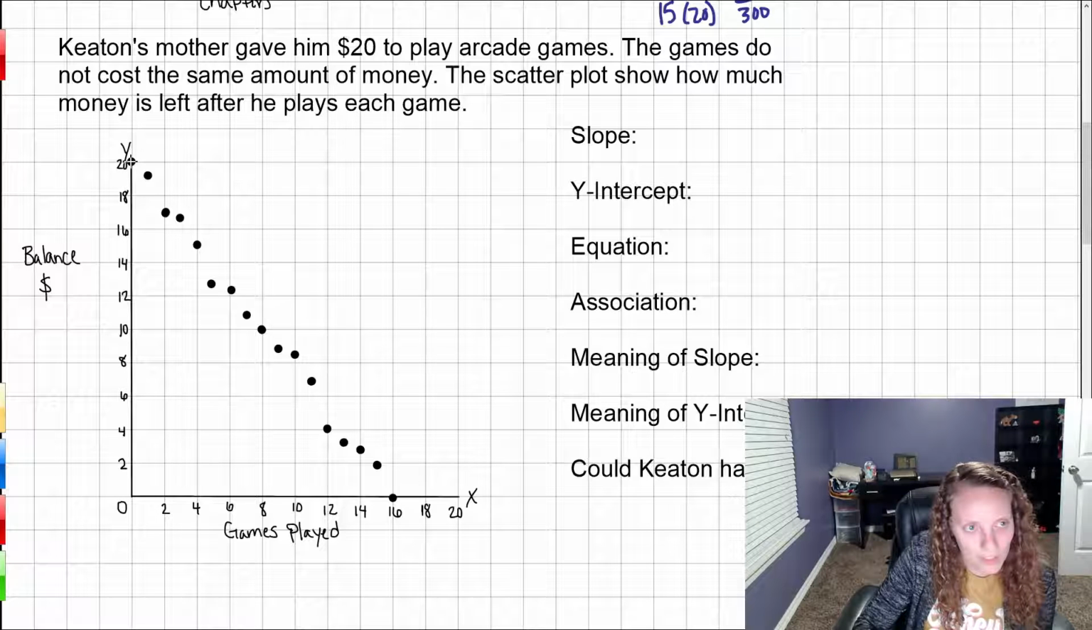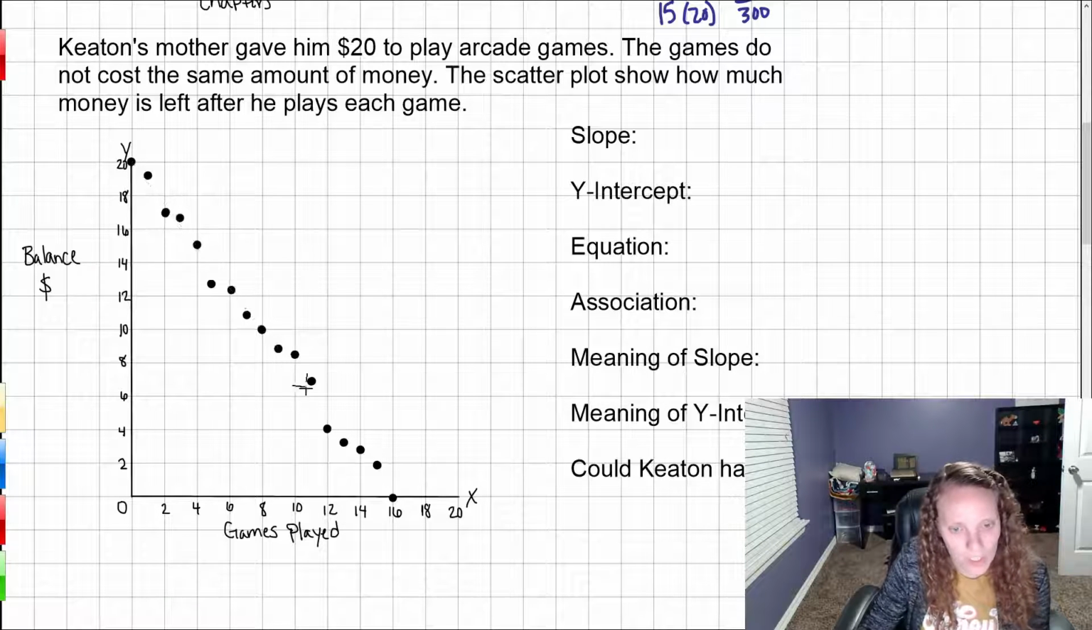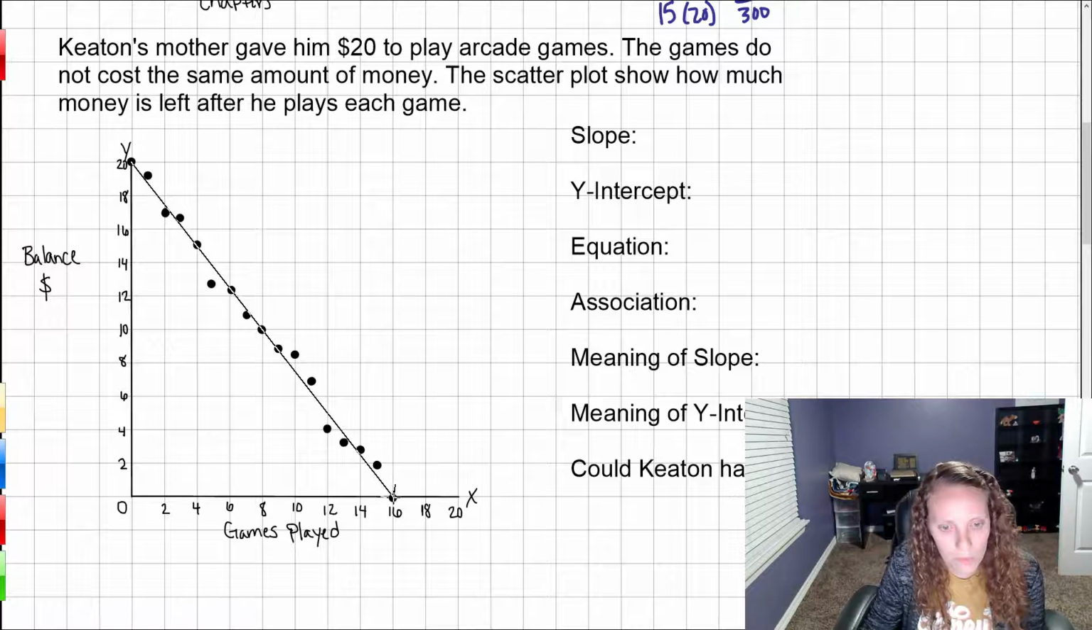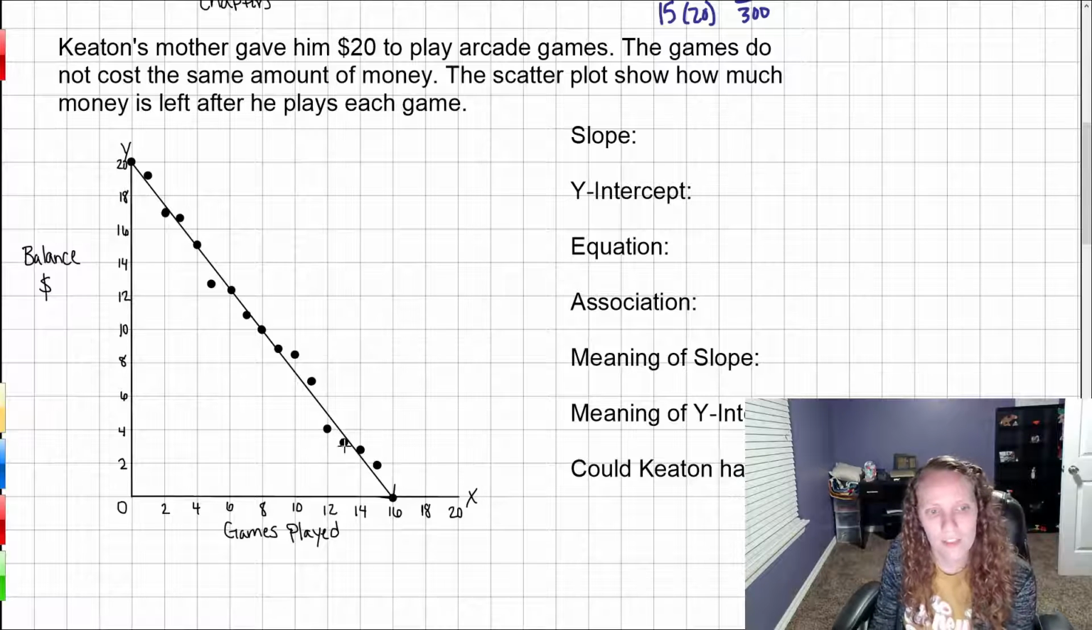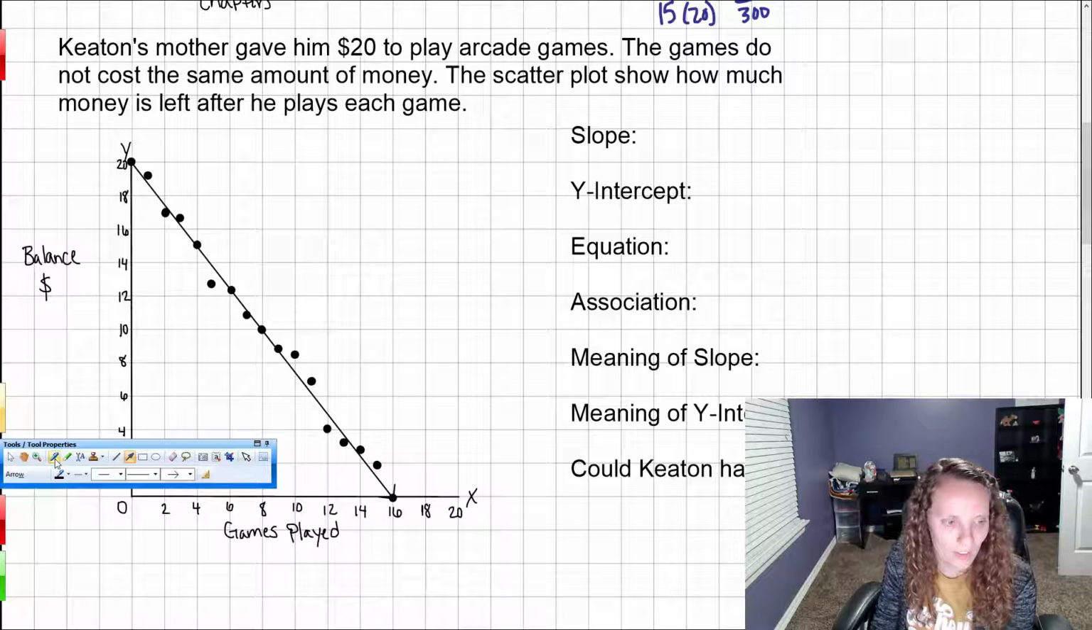So I'm going to try to make a trend line. Remember, we try to go up through the center of the points as best as we can. And that looks fairly centered here. The points are fairly close to the line. There's about the same amount of points on the left side as there is the right side. So this is a good trend line.